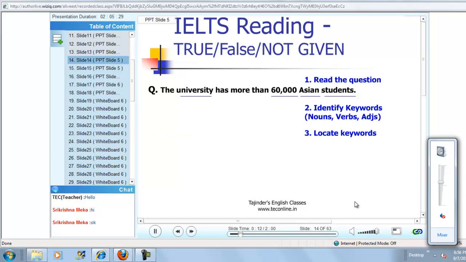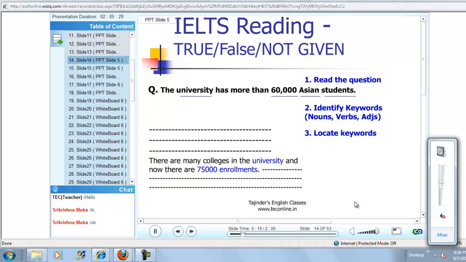Now based upon these keywords, we are to locate them inside the passage. When I skim the passage, I see this particular sentence which has some of my keywords from the question. I have the university keyword here, I have a number written here, and instead of students, I have enrollments here. So I know that my answer lies somewhere in this particular sentence. Now tell me, what is the answer?